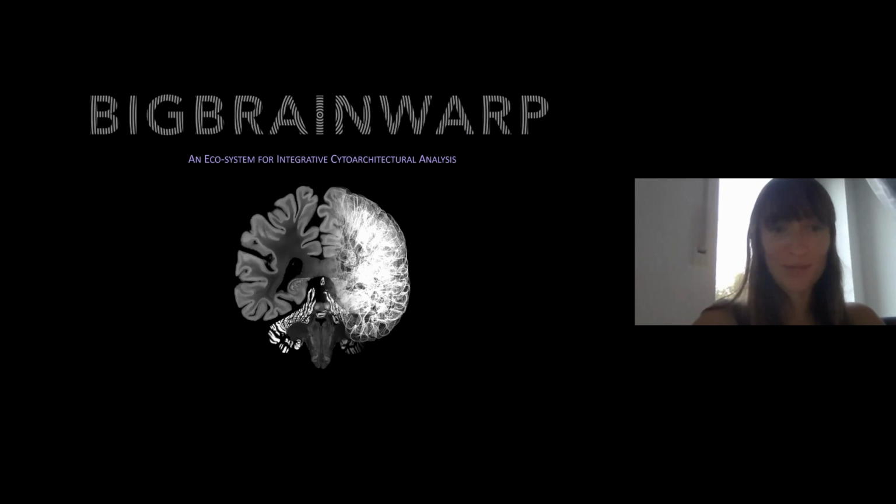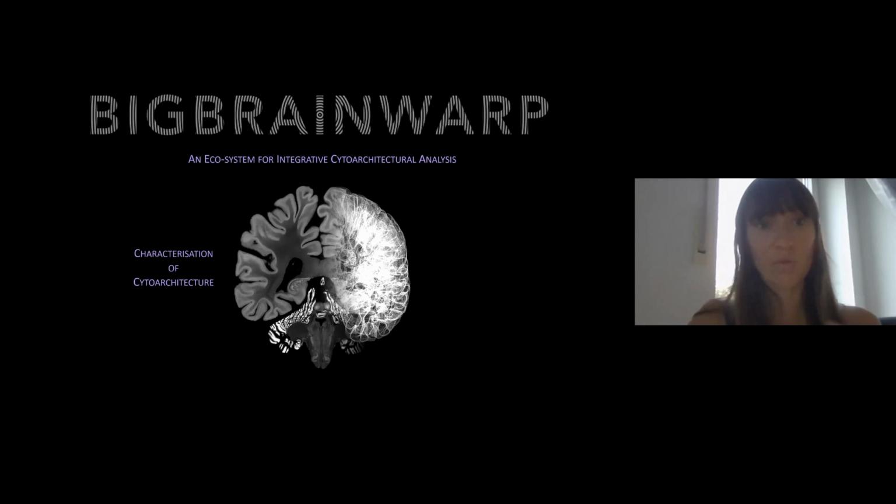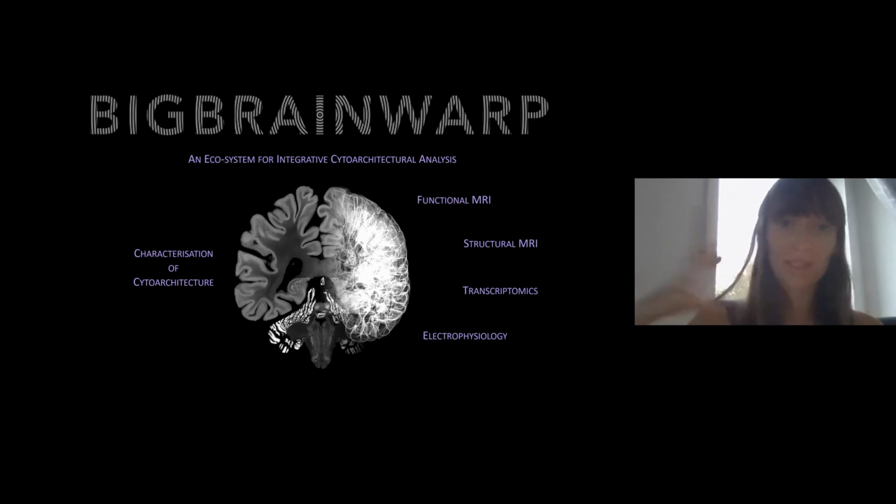So that's where BigBrainWarp comes in. We've created this toolbox for integrative cytoarchitectural analysis. So on one side, we aim to facilitate the characterization of cytoarchitecture. And on the other side, we want to bring this together with a real wide range of different types of in vivo imaging.